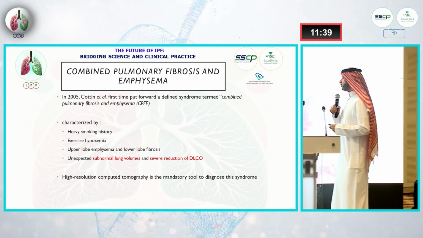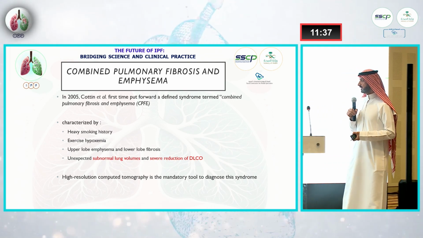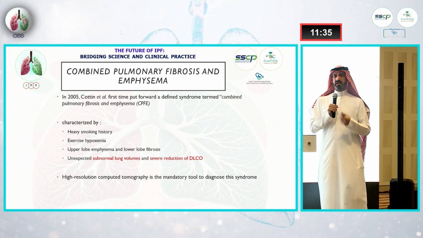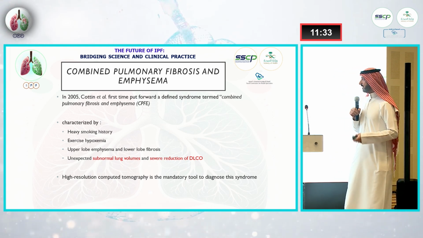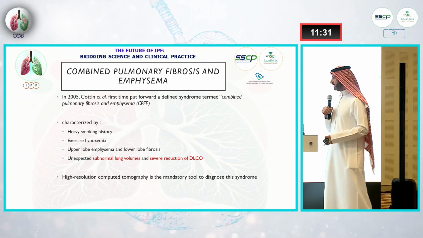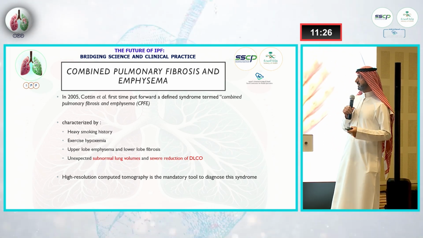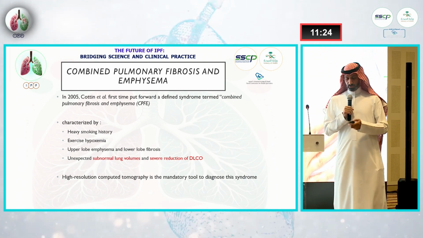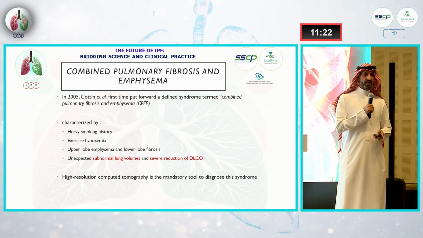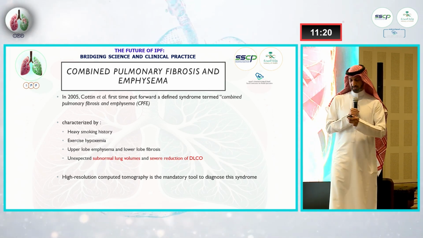Those patients usually have a heavy smoking history, they have hypoxia mainly on walking, and upper lobe emphysema with lower lobe fibrosis. There is unexpected subnormal lung volume and severe reduction in the DLCO. Usually, high-resolution CT can diagnose the entity.